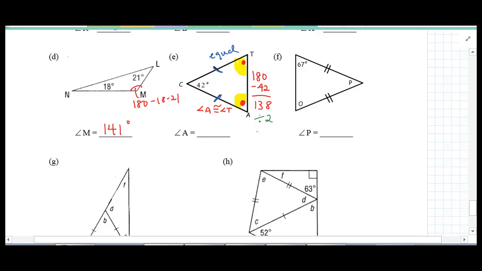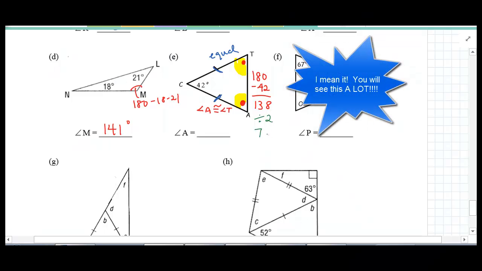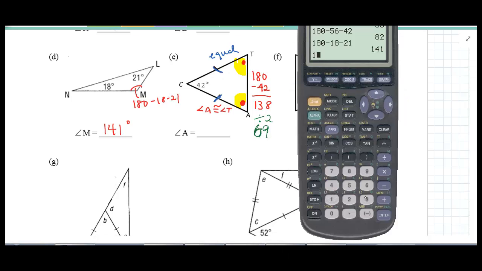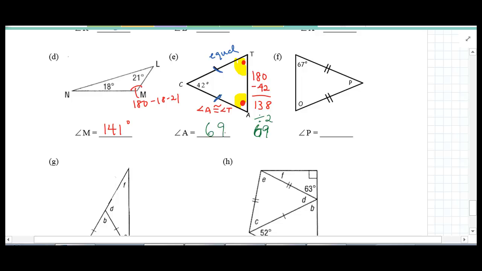138 divided by 2. I think that's 79, is it? Oh, no, 69. Yeah, 69. There you go. So each of those angles is 69, so therefore angle A must be 69 degrees. Okay? Know this well, because we're going to see this kind of stuff again in chapter 8.